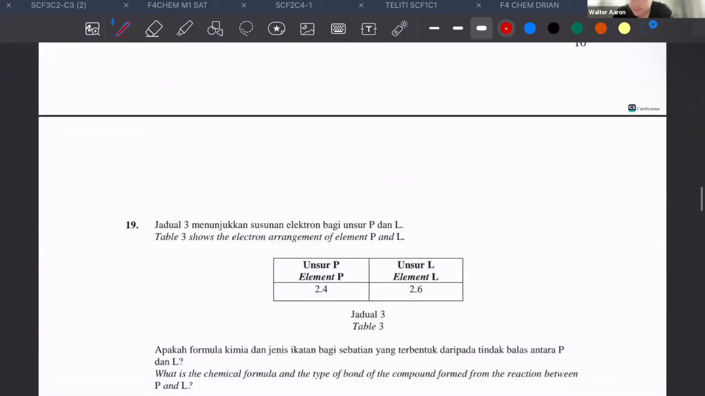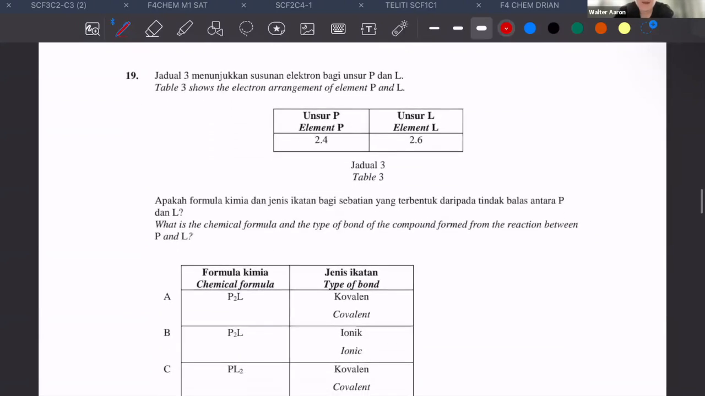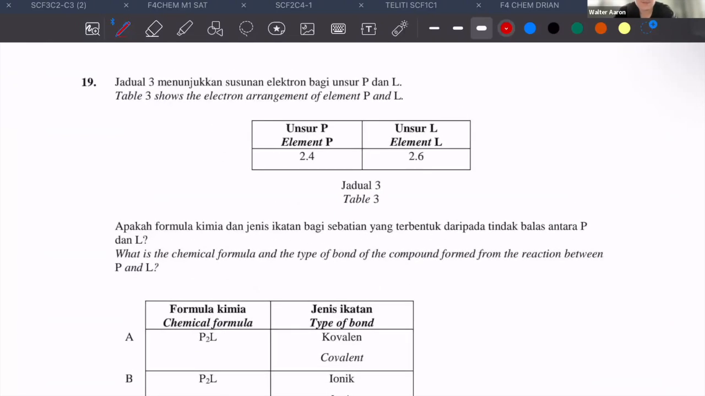19. Table 3 shows the electron arrangement of elements P and L. So we have element P, which has the electron arrangement of 2,4, and element L is 2,6. So what is the chemical formula and the type of bond that's formed from the reaction between P and L? So L is supposed to be L2-. Why? Because it's supposed to be located in group 16, right? So if it's group 16, it should have a charge of 2-.